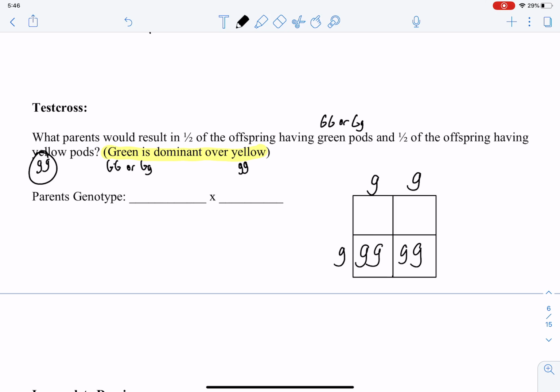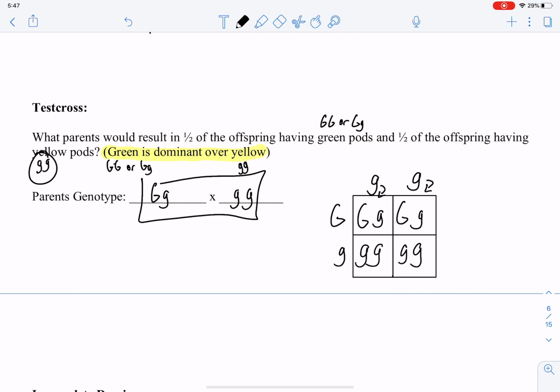Next, we know that half are green, so we have to have at least one uppercase G. We can also take these lowercase g's and put them in. And then we can see, okay, so then this has to be heterozygous. So then from there we have our parents. We have one heterozygous pea plant that's green, and we have one homozygous recessive pea plant that is yellow. So this would be our answer.